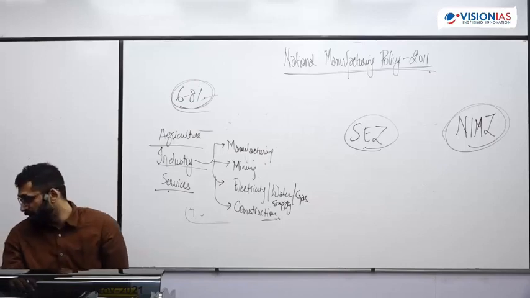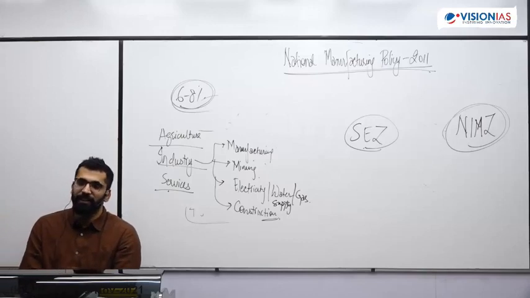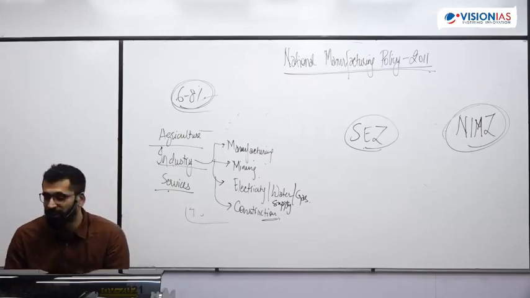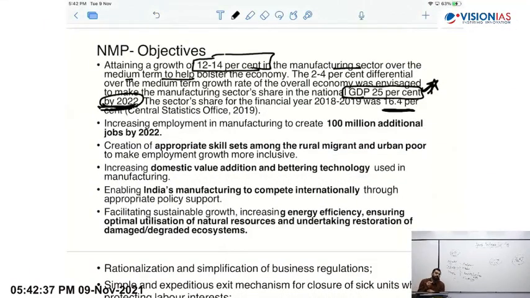Okay, so national manufacturing, yes, next time I will be slow. National Manufacturing Policy: 12 to 14% growth we want. This was the objective, 25% to be achieved by 2022. In prelims they can play with numbers. They can say 25% by 2025 or by 2020. This is important. And you should know the sectoral contribution of manufacturing to GDP, that is 16.4%. And this is not a very good figure.